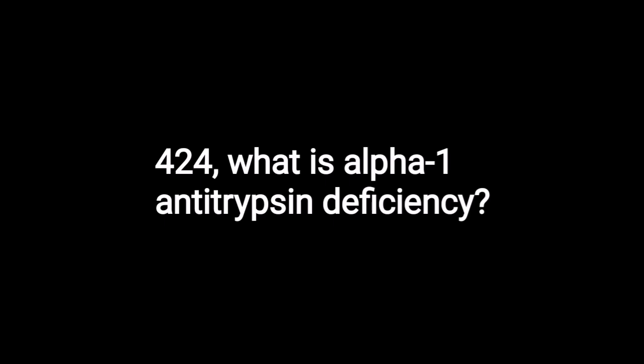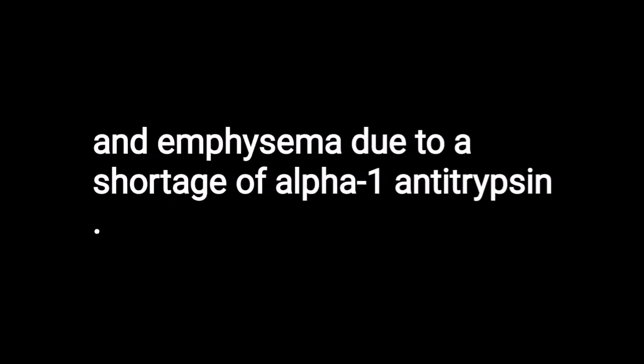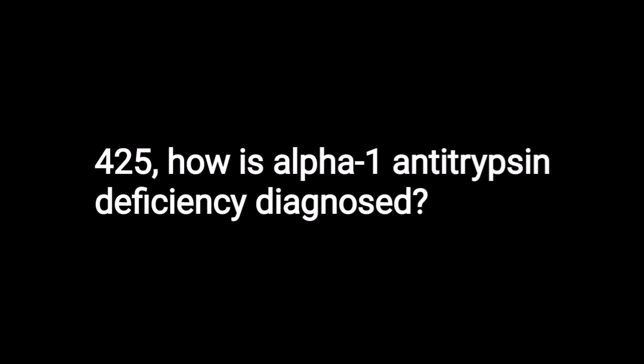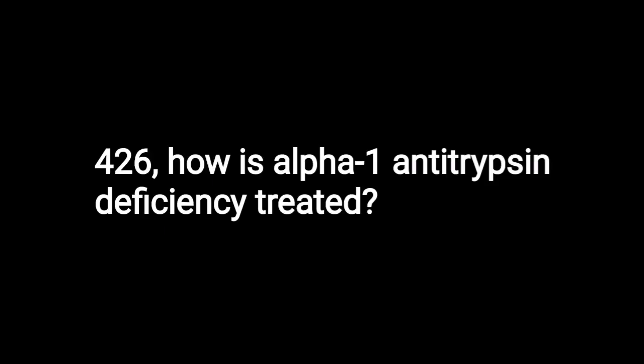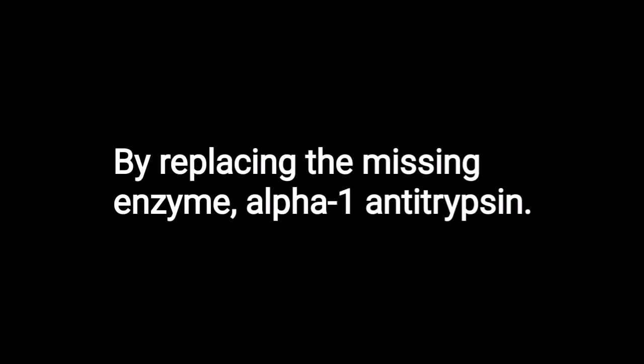424. What is alpha-1 antitrypsin deficiency? It's a genetic condition causing liver disease and emphysema due to a shortage of alpha-1 antitrypsin. 425. How is alpha-1 antitrypsin deficiency diagnosed? By identifying liver disease, emphysema, and a family history of COPD in young non-smokers. 426. How is alpha-1 antitrypsin deficiency treated? By replacing the missing enzyme, alpha-1 antitrypsin.